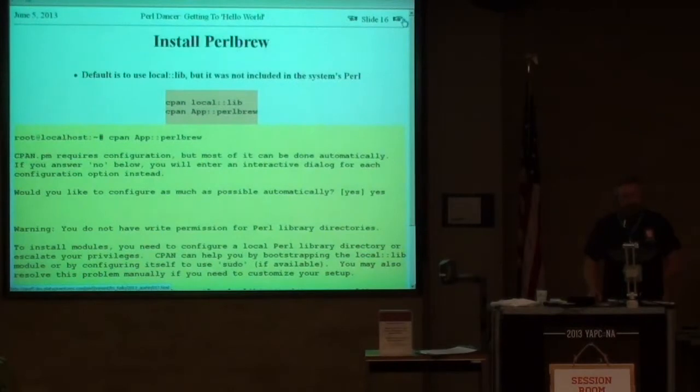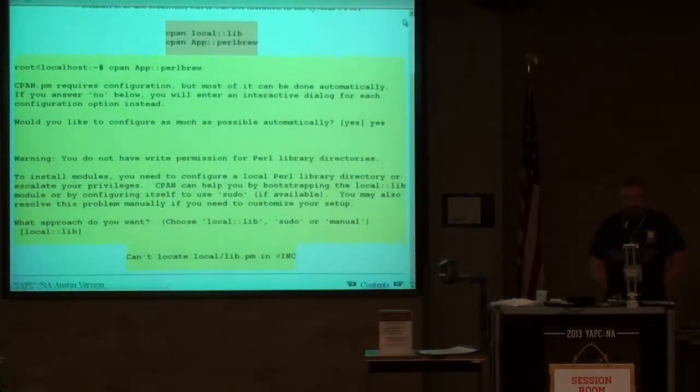Next, we're going to install Perlbrew. We're doing this as root. Remember, the Perl that came with the system belongs to root, so he's the one who needs to do it. When I went to do it, it asks me at the bottom of the page which way I want to do it: local::lib, sudo, or manual. And it likes local::lib, so I figured why not?